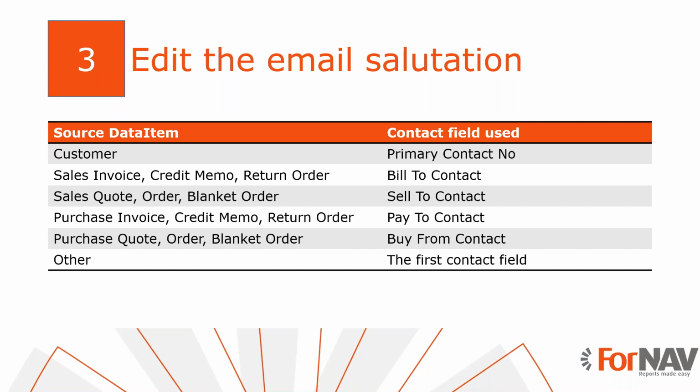Invoices, credit memos, and return orders will be sent to the bill-to or pay-to contacts. For quotes and orders, the salutation will be sell-to and buy-from, and if the data item is anything else, ForNAV will try to get the first contact field in that data item. If the data item doesn't have a contact field, then of course we can't create a salutation. You can change the salutation formulas yourself, so you can control how Business Central and ForNAV create a salutation. So let's demonstrate that.